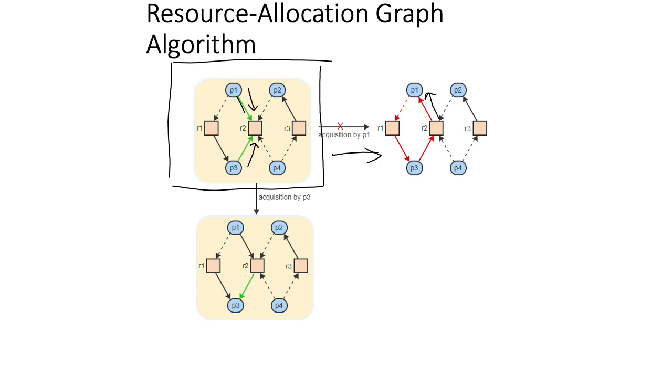So what do you notice here? What happened? We have a directed cycle in our resource allocation graph, which means possibly this will put us in an unsafe state where a deadlock may happen, okay?